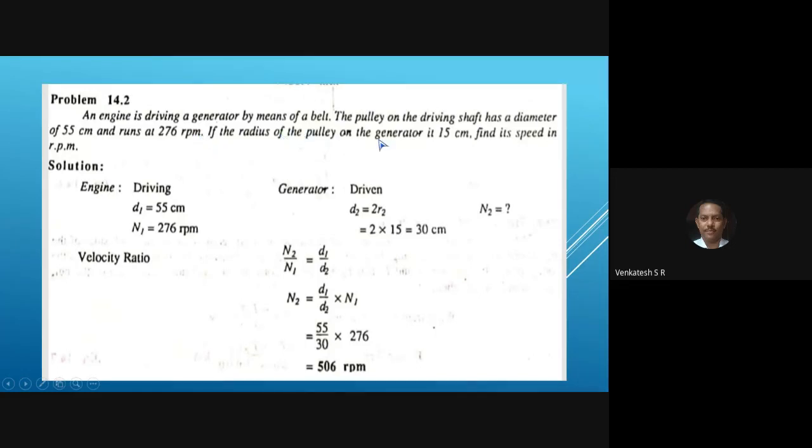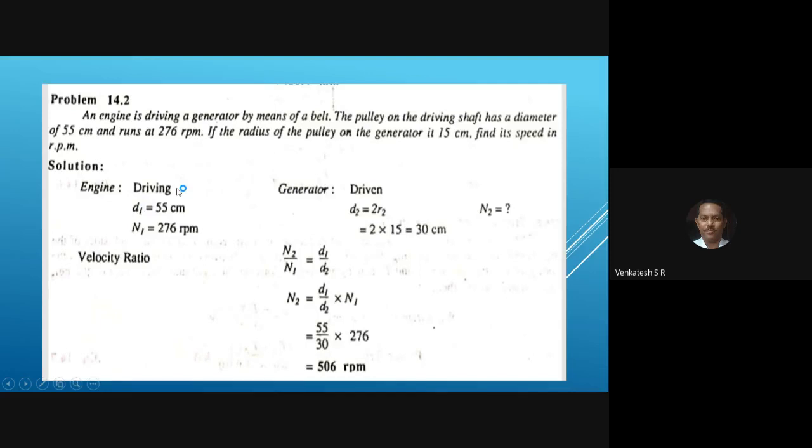If the radius of the pulley on the generator is 15 centimeter, find its speed in RPM. Solution. Underline that, put a colon.